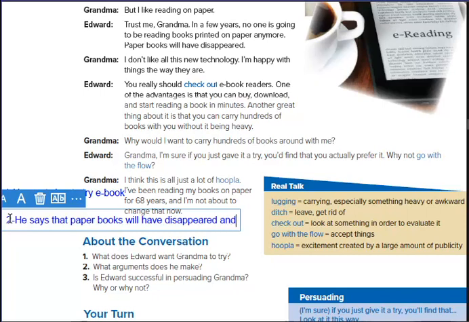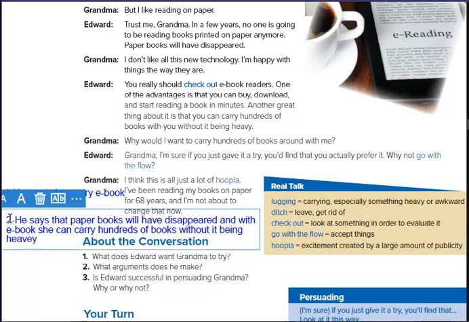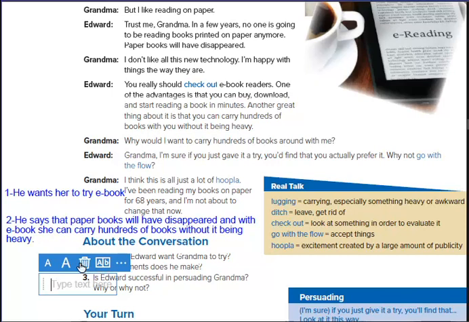And with ebooks she can carry hundreds of books without it being heavy. فبيقول لها إنه إيش؟ He says that paper books will have disappeared، إنه راح تختفي. And with e-books she can carry hundreds of books without it being heavy.